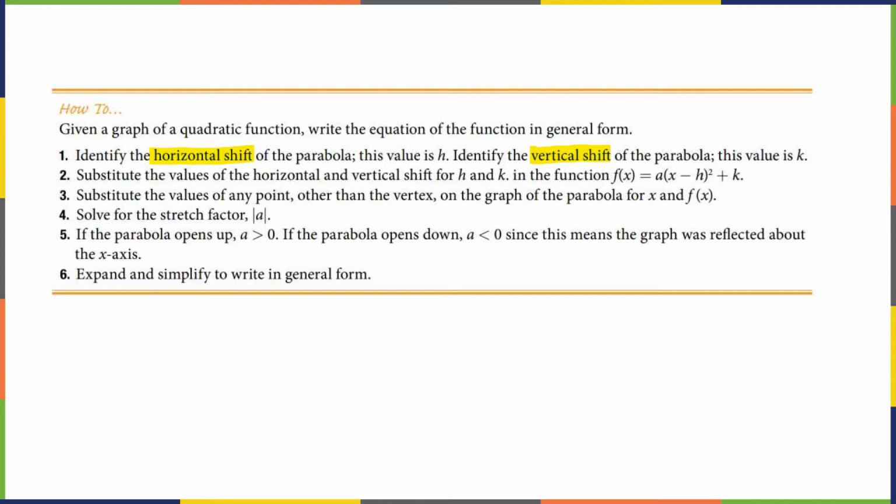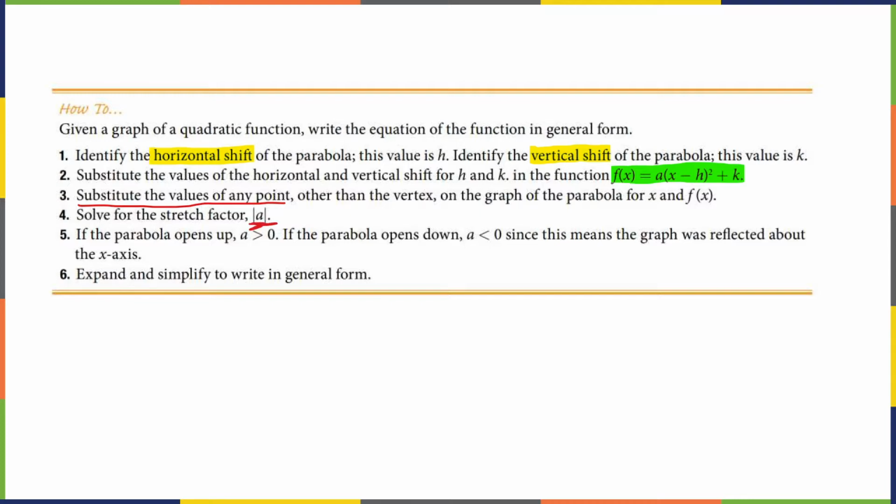Once you know your h and k values, you're going to be able to substitute them into the vertex form of our graph. You're going to notice that we have h and k in that form, but we also have an a. So in order for us to figure out what the a value is, we're going to substitute the values of any point that is not the vertex, because we've already used the vertex to get the h and k. We need some other point, okay? And that's going to allow us to solve for a.